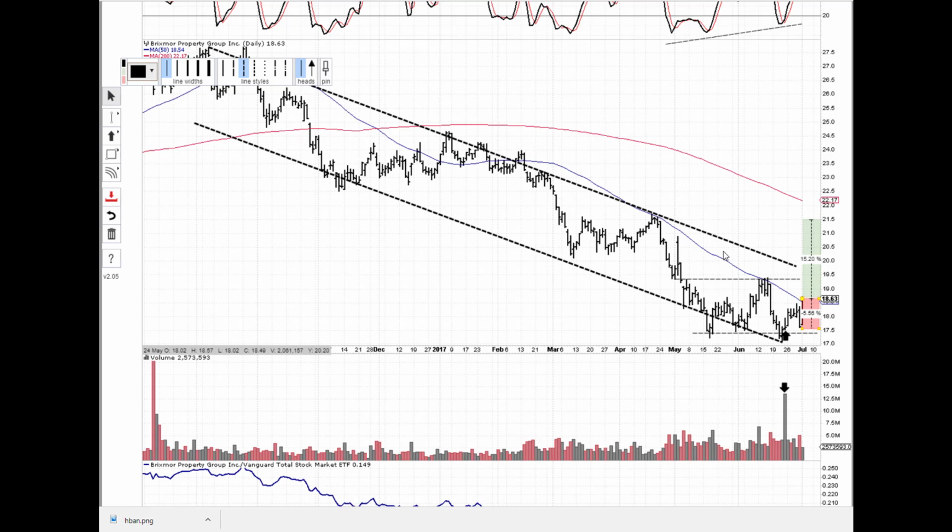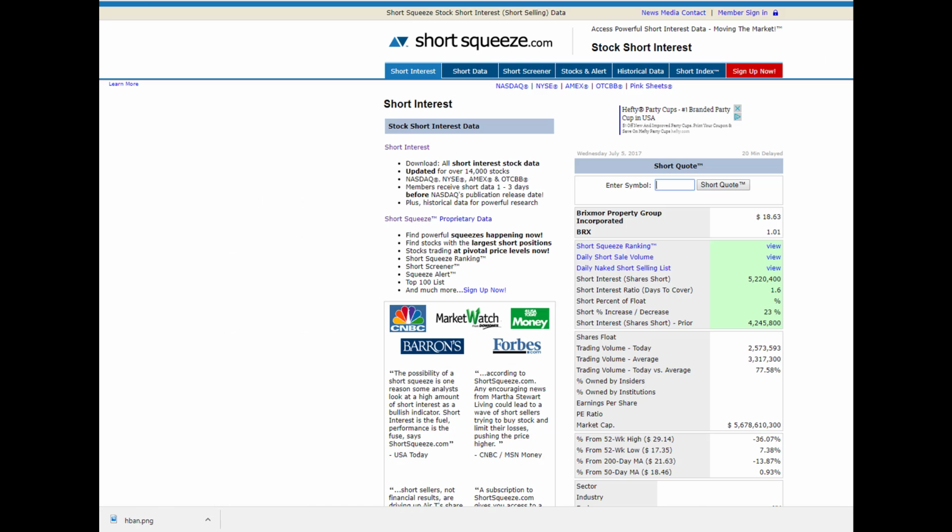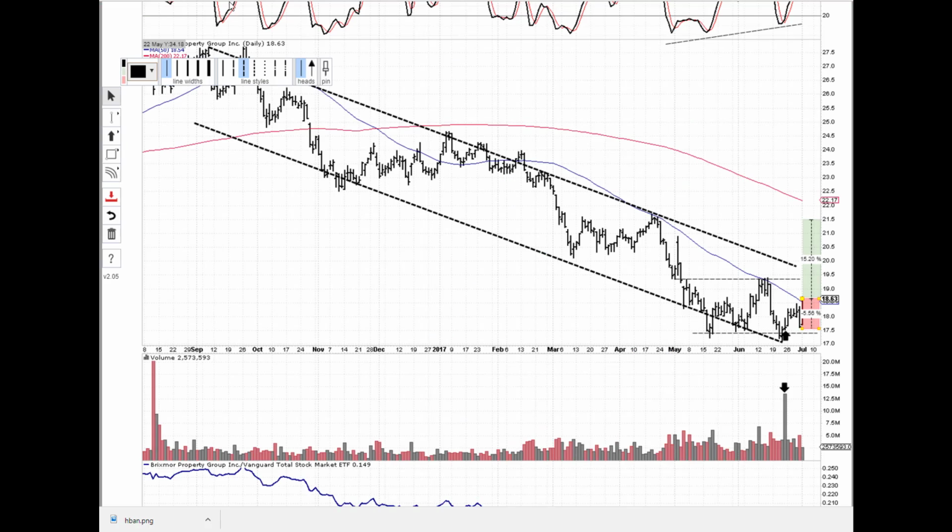Okay, and while I'm mentioning overhead float, let's go to shortsqueeze.com. We type in BRX. Look at this. 23% of the float is short. What are we looking at for days to cover here? It's only 2 days to cover. 23% is very high. They're going to have to close at some point, and I think any upward pressure is going to encourage them to close. So we may actually see a squeeze, which would support our bullish objective into the 200-day moving average.